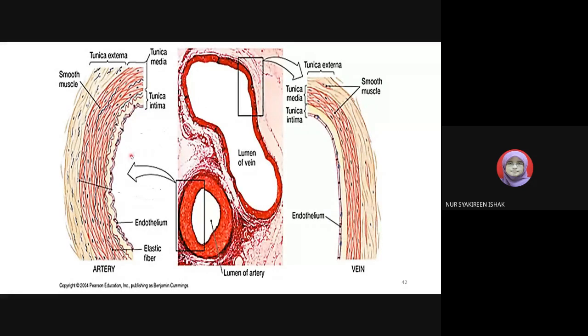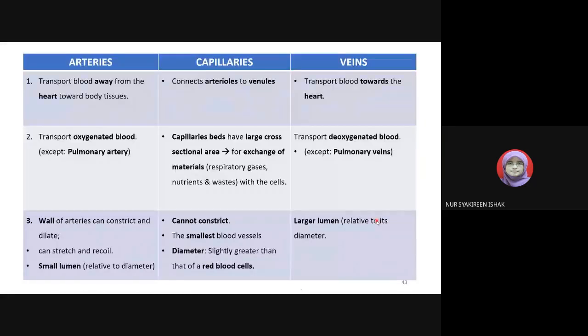Ini kalau untuk vein lah. Kalau untuk artery, tunica media is thicker. You have the tunica media, intima. So nampak dia macam dia punya structure dia. This one, it allows the artery to be able to stretch and also recoil, okay, due to the high blood pressure and velocity coming from the heart. Here you have the tunica externa.